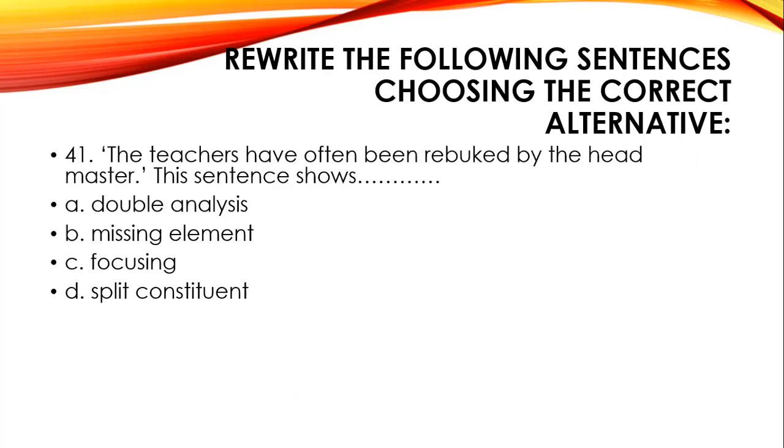The teachers have often been rebuked by the headmaster. This sentence shows ___. Option A, double analysis. Option B, missing element. Option C, focusing. Option D, split constituent. And the correct answer is option D, split constituent. The teachers have often been rebuked by the headmaster. So this sentence is an example of split constituent.